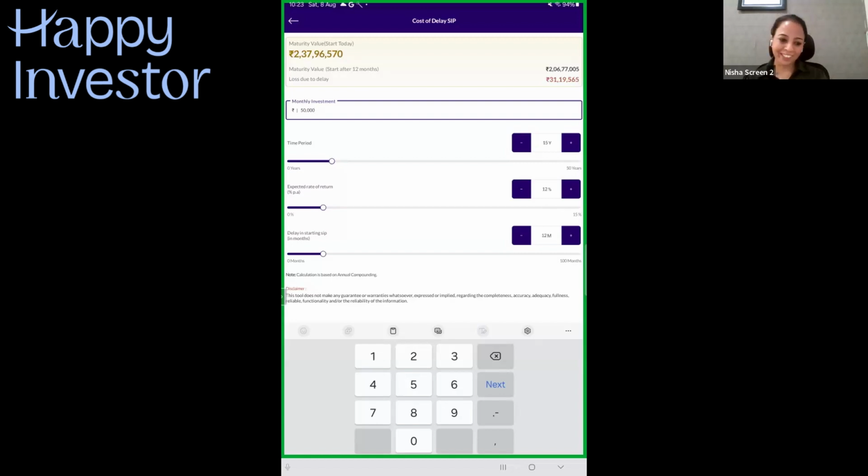So can you see the difference? Friend A is able to accumulate a corpus of 2.37 CR, whereas friend B will only be able to accumulate a corpus of 2.06 CR, and the loss due to delay of 12 months is approximately 31 lakh 19,000. That's a huge amount, am I right? So starting early makes a lot of difference.